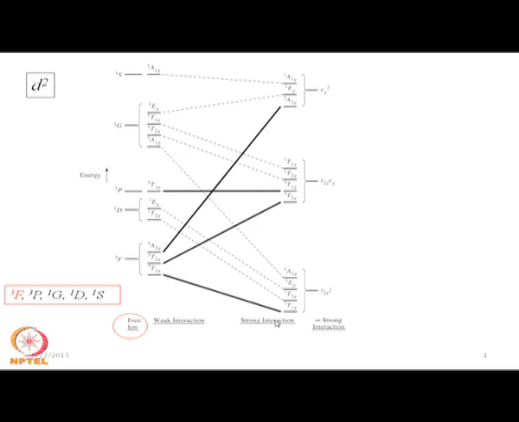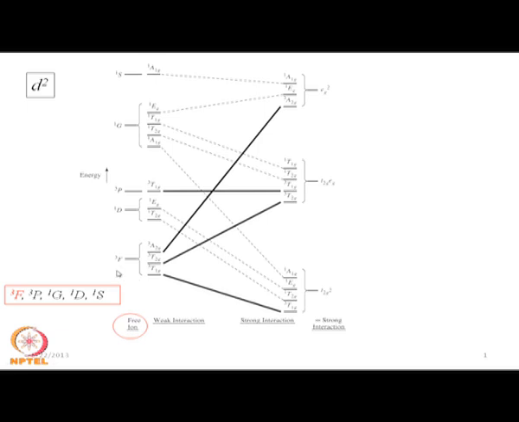So, as we move from left to right, the crystal field strength increases, and at some point we will have a strong interaction, an infinitely strong interaction. That interaction tells us that both the 2 electrons are in the t2g level. So, these are the corresponding orbital occupancies.